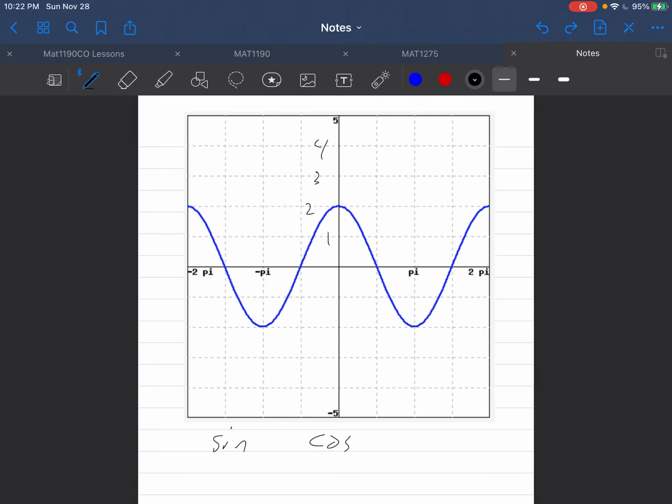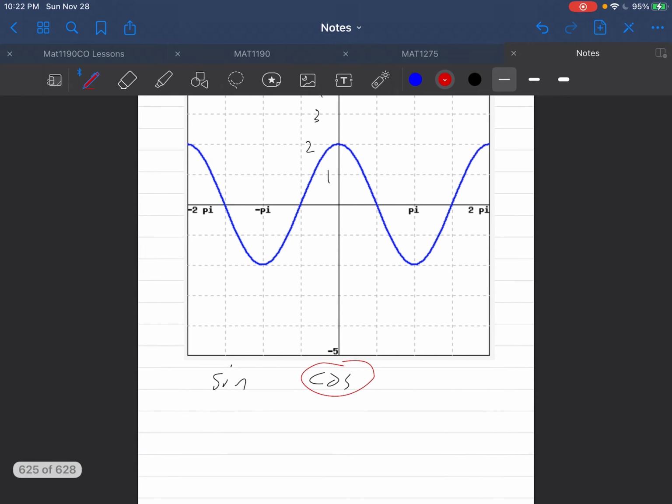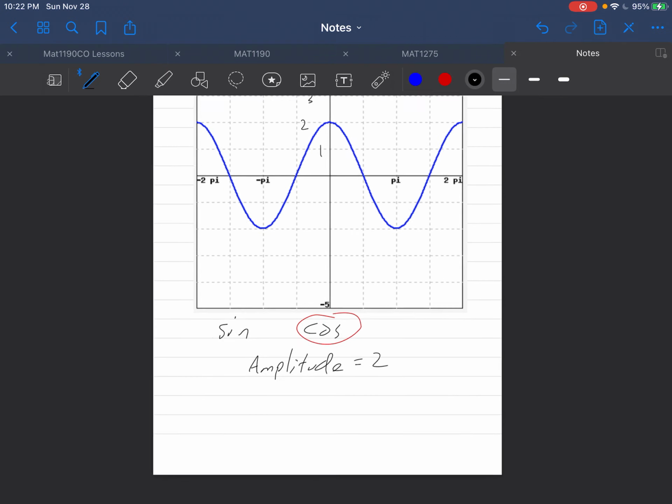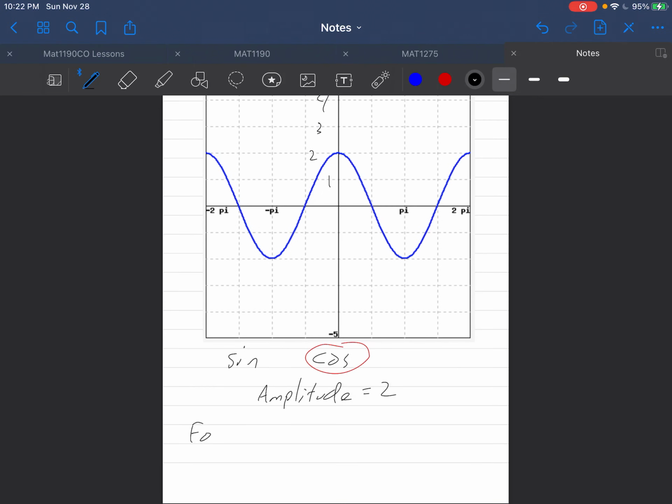So because this graph does not start over here at the origin, that means we can conclude that this is a cosine wave. And because we see the graph going up to 2, not 1, which is the default value, remember, that means we can conclude also that the amplitude is equal to 2. And putting all this together, we can state that the formula for this curve is y equals 2 times the cosine of x, right?